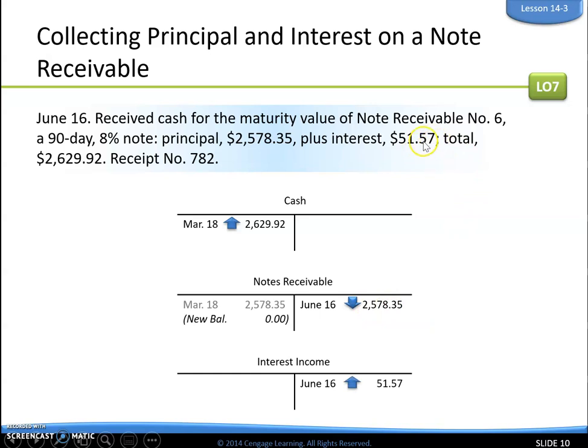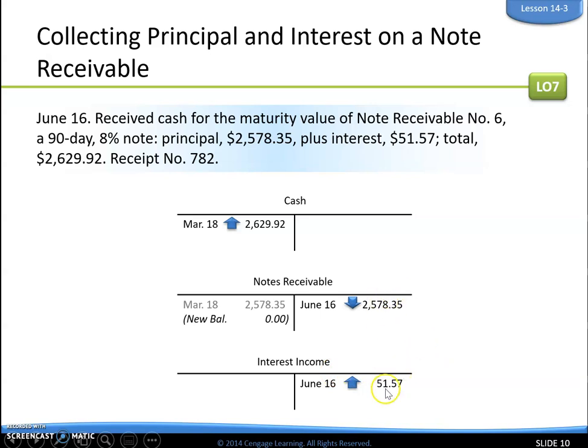And then the last part we have is this interest. Now, this interest is money that we're actually making. We were only owed this much, but because of that note and that interest that we charged, we made money of 57 cents, sorry, $51.57. And so we need to record that as a revenue. And so the account interest income is what we're going to use for our revenue account.